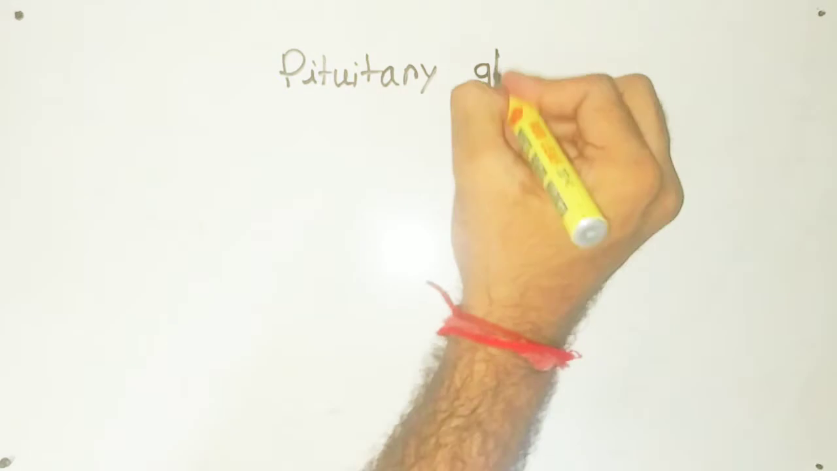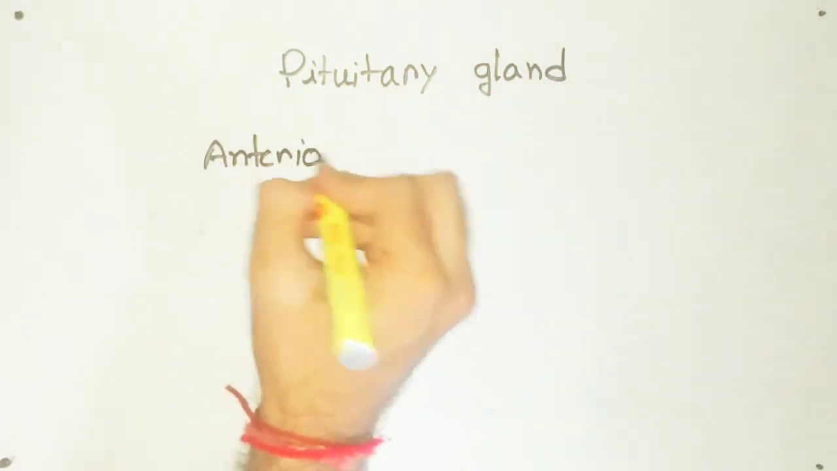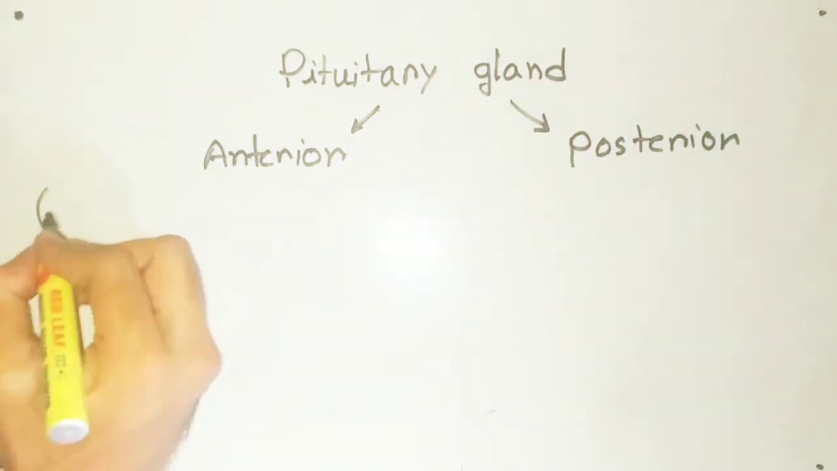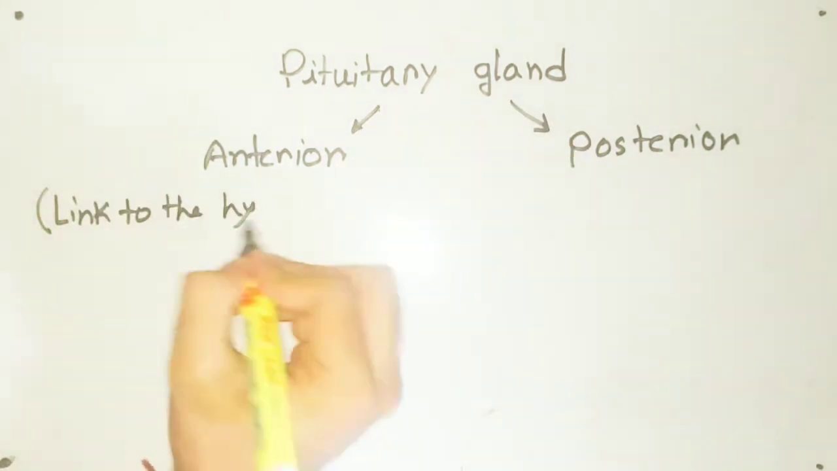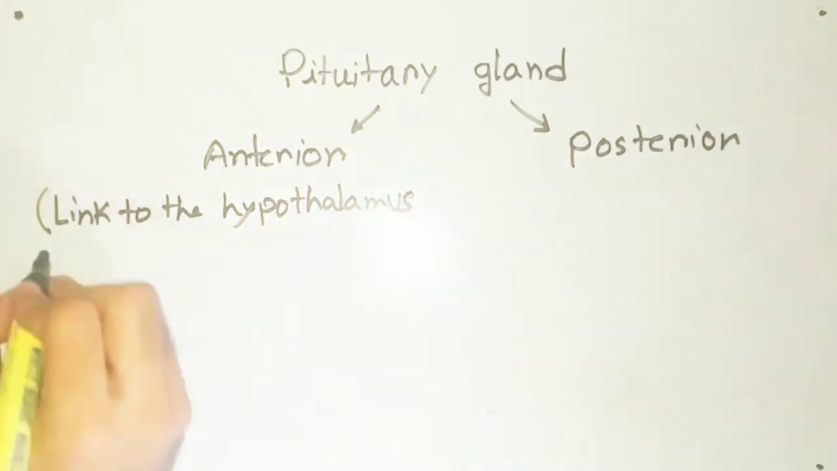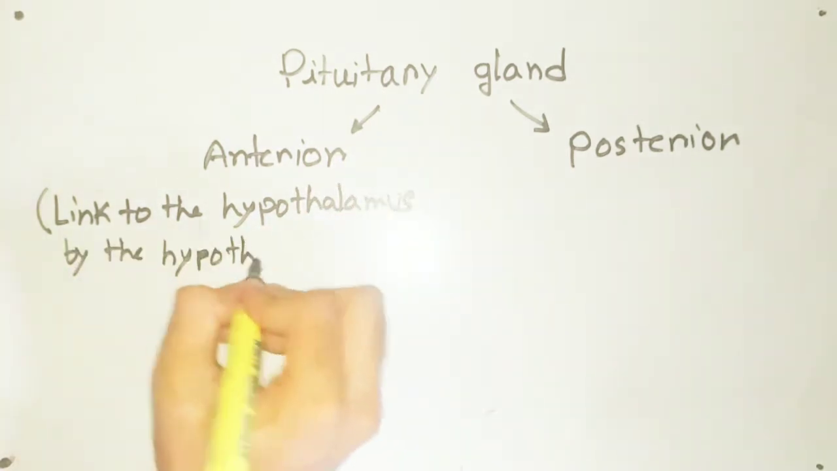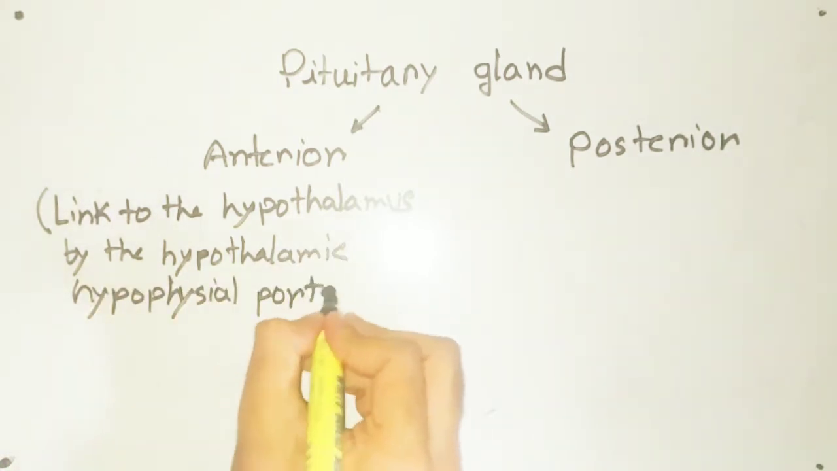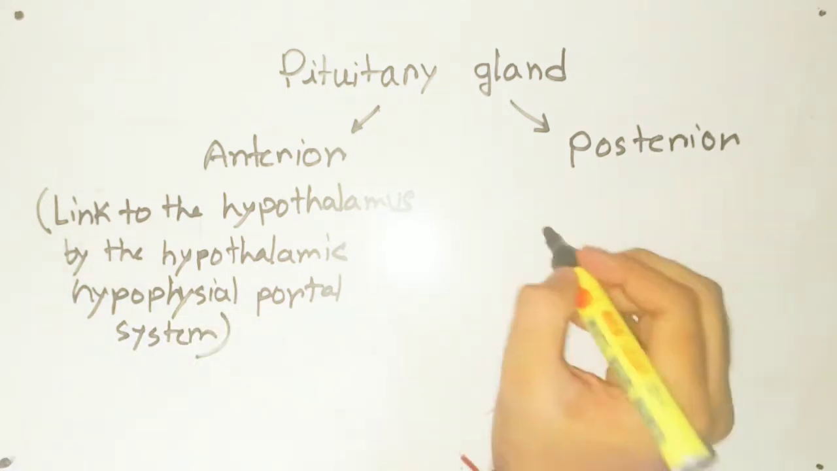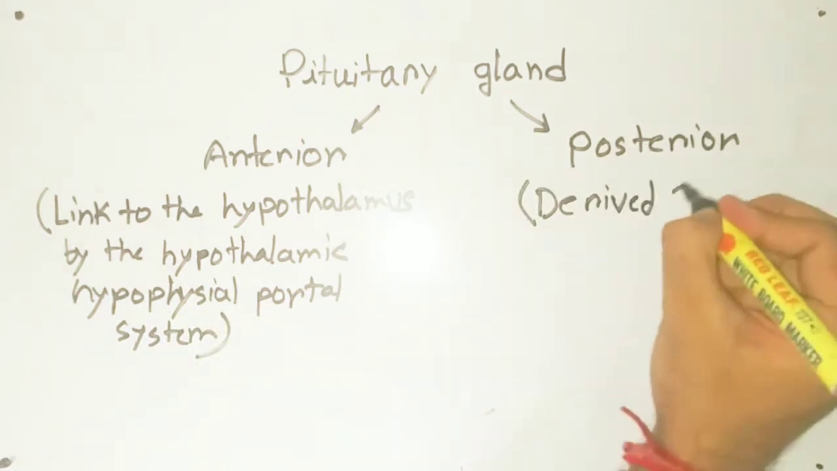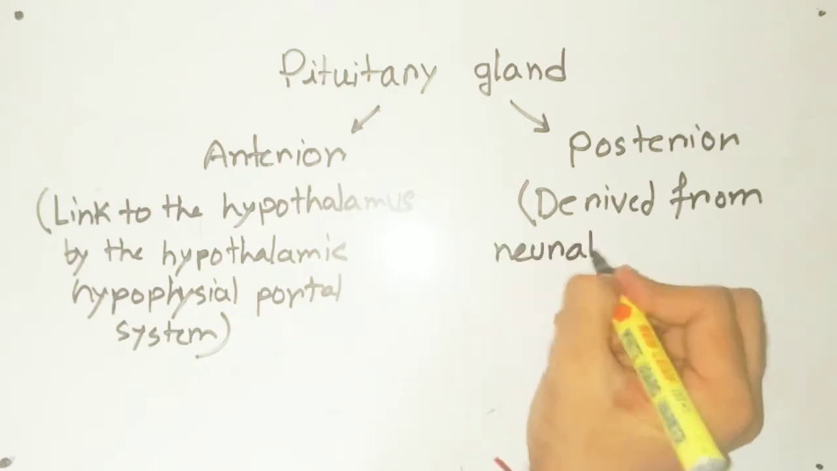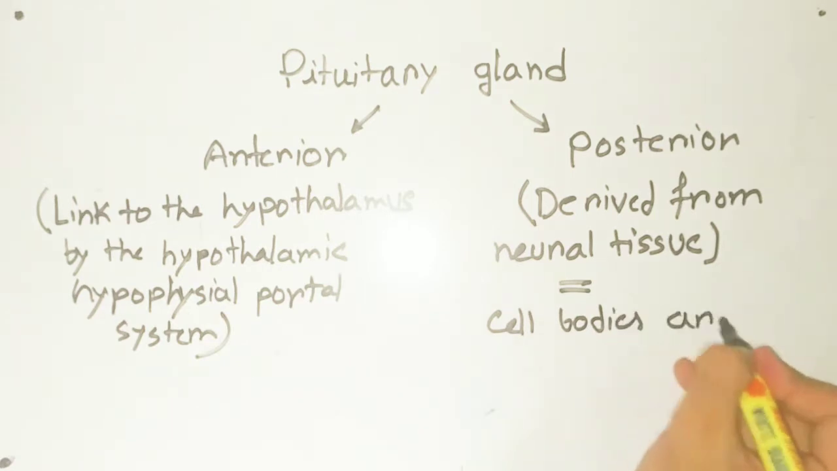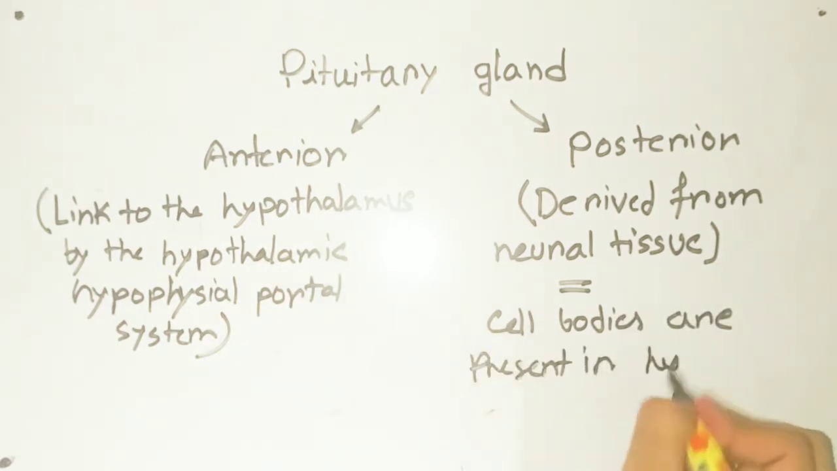Now, let us know something about the pituitary gland. It has two parts, anterior and posterior. The pituitary gland is connected to the hypothalamus, and the anterior part of the pituitary gland is linked to the hypothalamus by the hypothalamic-hypophyseal portal system. On the other hand, the posterior pituitary gland, which is derived from the neural tissue, has its cell bodies present in the hypothalamus.